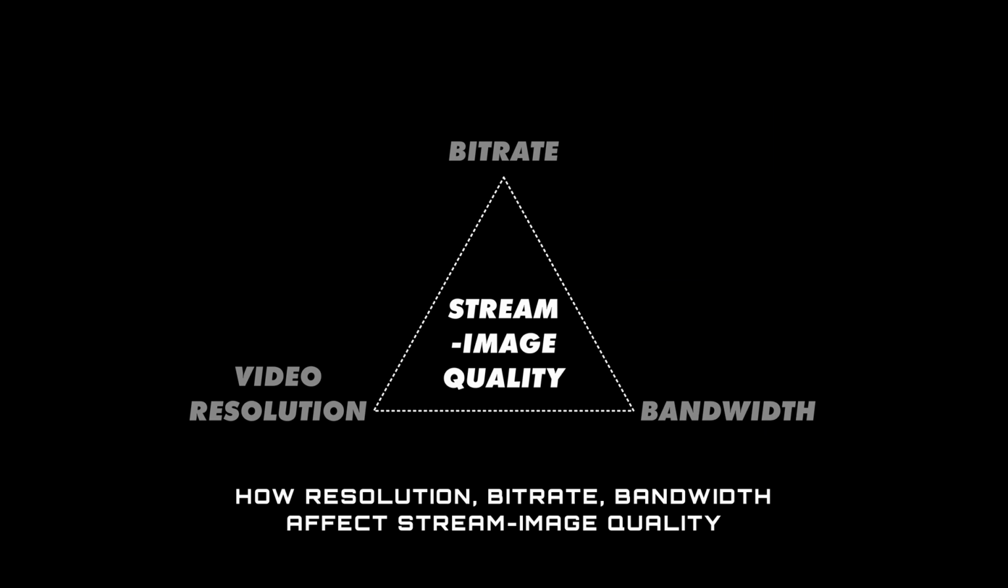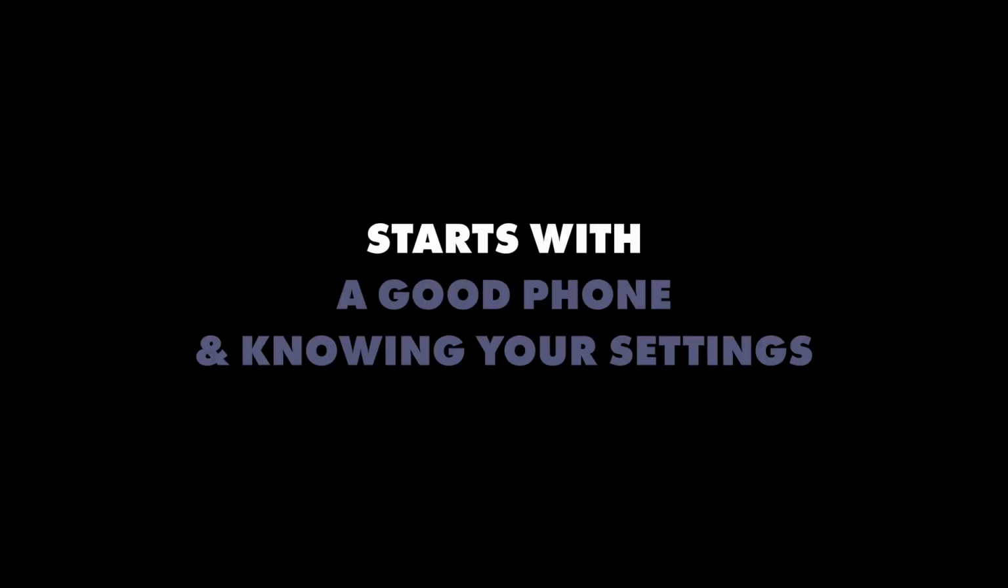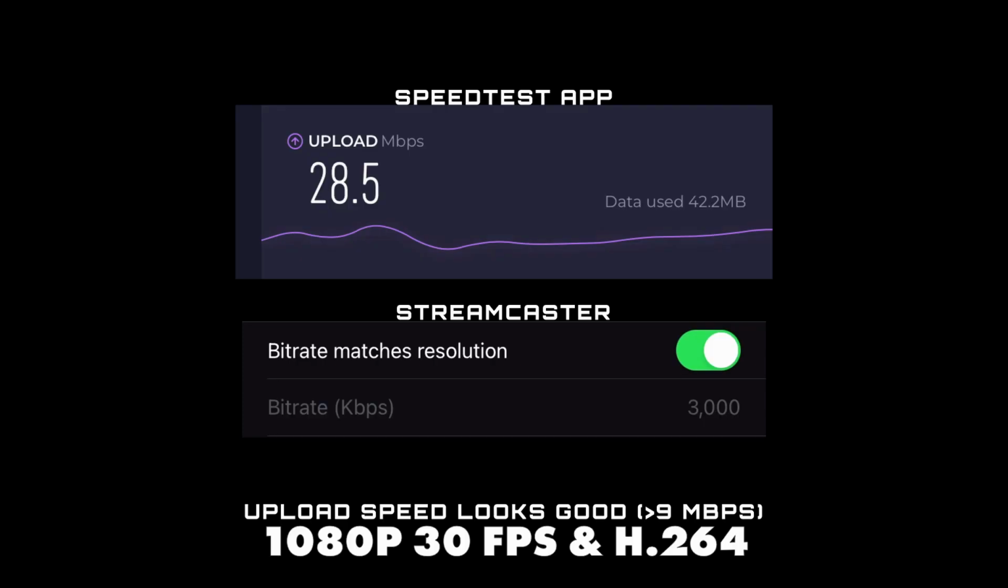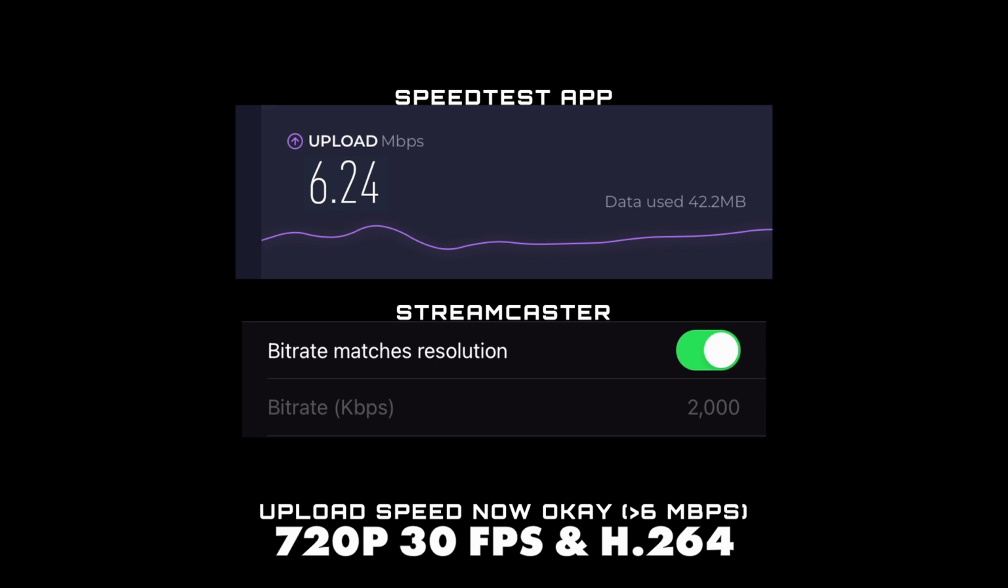Okay, we're on the home stretch and should have a good understanding of how stream image quality is affected by the video resolution, frame rate, bitrate and bandwidth. It starts with a good phone and knowing what settings to dial in. Using the previous example, we can stream directly to Twitch with an average upload speed of 9 megabits per second, but if it's 6 megabits per second, we could go with 720p at 30 FPS.